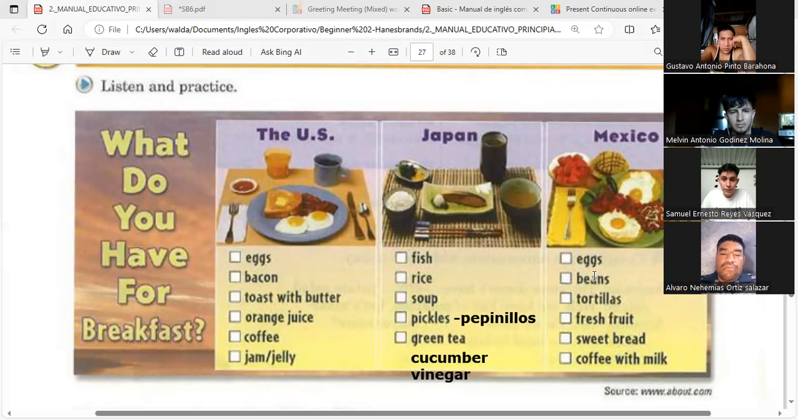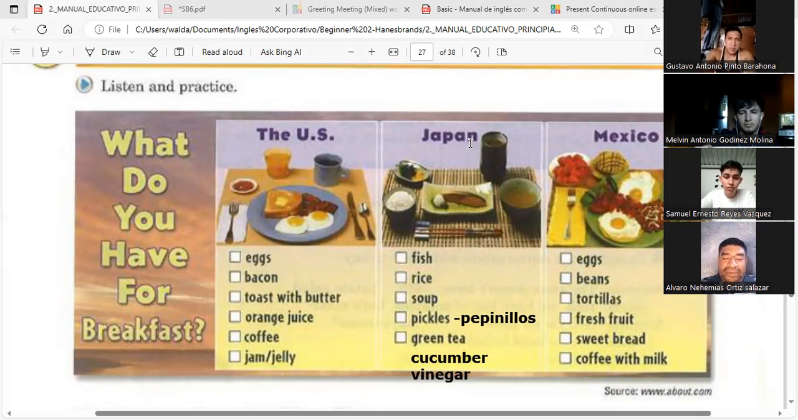Mexico eats eggs, beans, tortillas, fresh fruit, sweet bread, coffee with milk. Okay, so do you have questions about the vocabulary here? Questions about the vocabulary? Is sweet bread. So bread. What is bread? What is bread?